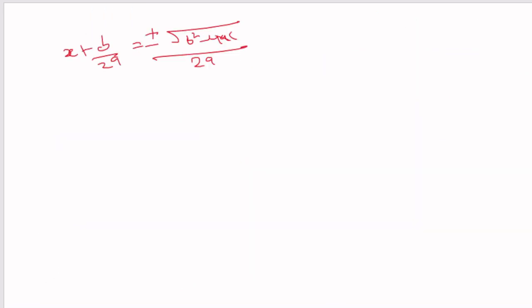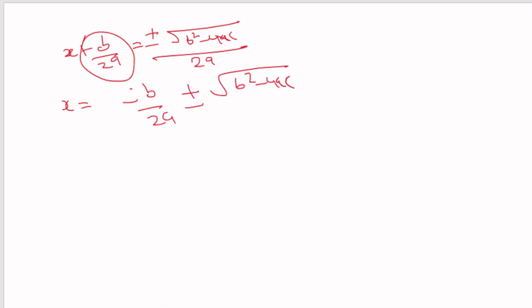Now next, it's very easy. What you have to do, simply keep x, that is variable, on the left hand side and transfer everything on the right hand side. So this particular portion will become minus b upon 2a on right hand side plus minus square root of b square minus 4ac divided by 2a. Easy.